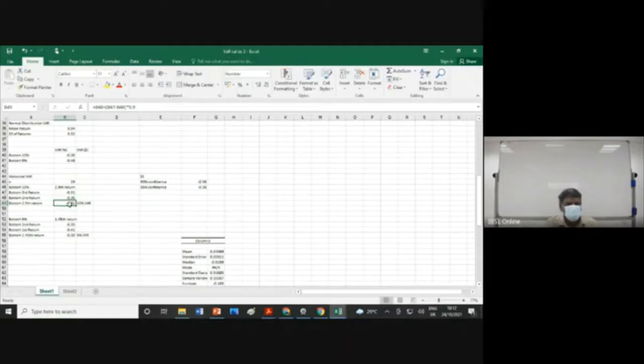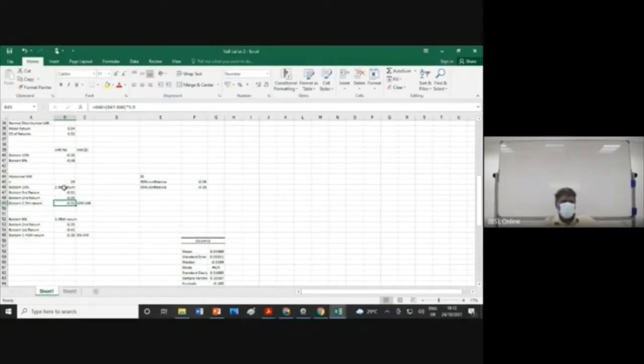So the maximum loss is 32% with 90% confidence level on a given day. If you want to look at a 10-day period, and we have a 20,000 investment, your maximum loss would be 20,000 times 32% times root 10. In that way, you can compute the maximum loss for any given confidence level.